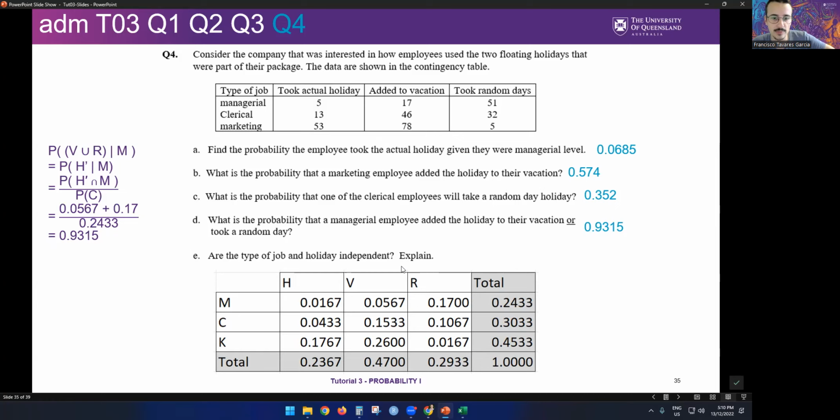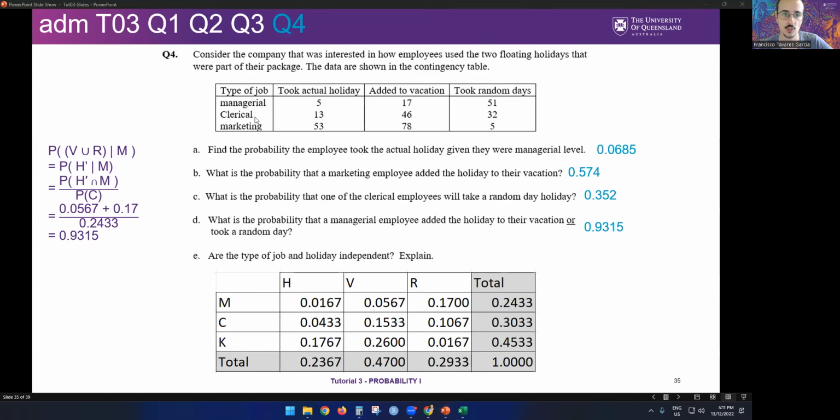Are the type of job and holiday independent? Explain. And let's remember, once again, how do we find if they're independent or not? We talked about it in at least the previous two questions. So I would like to give you guys some time. If you don't mind opening the mic, of saying yes or no, but also explaining why you're giving that answer, or sending on the chat. How does that sound?